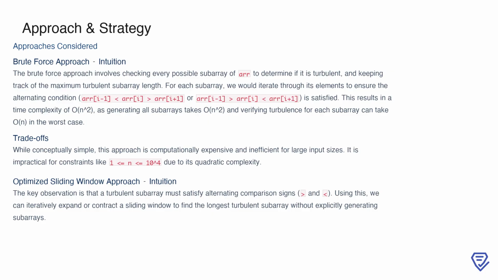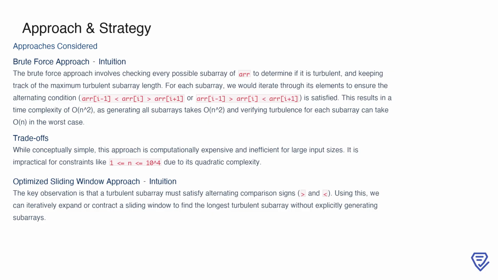To tackle the problem of finding the longest turbulent subarray, we first consider a brute force approach. The intuition here is straightforward. We examine every possible subarray of the given array and check whether each satisfies the turbulent condition. Specifically, we verify if for every i in the subarray, the sequence alternates between ARR[i-1] < ARR[i] > ARR[i+1], or ARR[i-1] > ARR[i] < ARR[i+1].